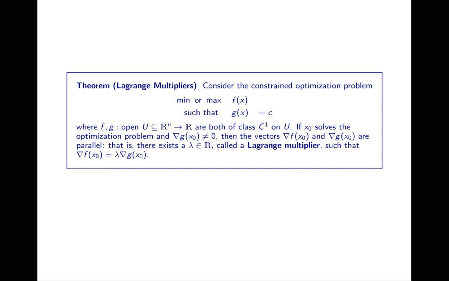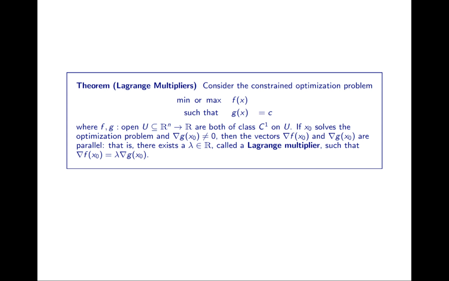Well, the Lagrange multipliers are here to help us. So consider the constrained optimization problem where I want to minimize or maximize f such that my constraint function g of x is equal to a constant. Right, that's exactly the scenario I was just in. Suppose f and g map some open subset of R^n to R. So in the problem I was just looking at, n was 3. Both are of class C1 on this open domain.